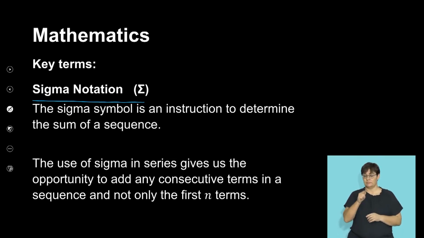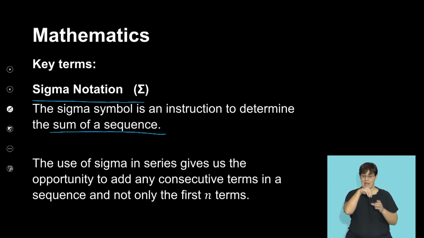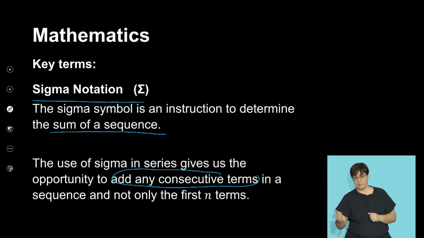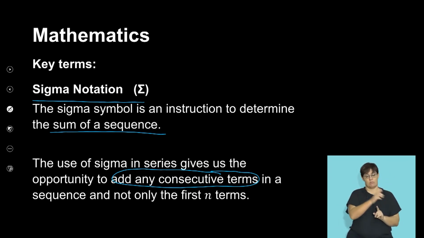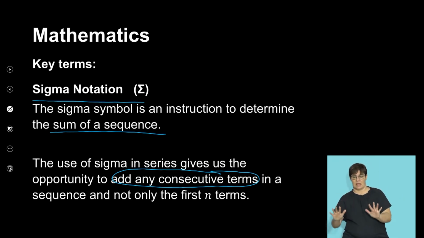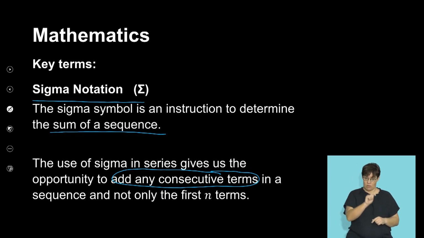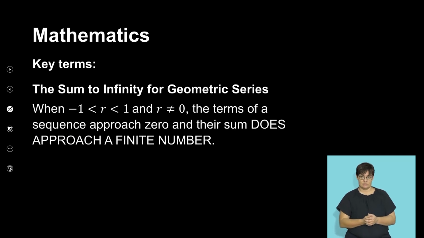So the sigma symbol is an instruction to determine the sum of a sequence. So that's the link to your series. The use of sigma in series gives us the opportunity to add any consecutive terms in a sequence and not only the first n terms. So I could hypothetically add from the 3rd term to the 10th term. I don't have to go from term 1 to term 10. I'm allowed for the first term of my sum to not be term 1. Let's go to the next slide.